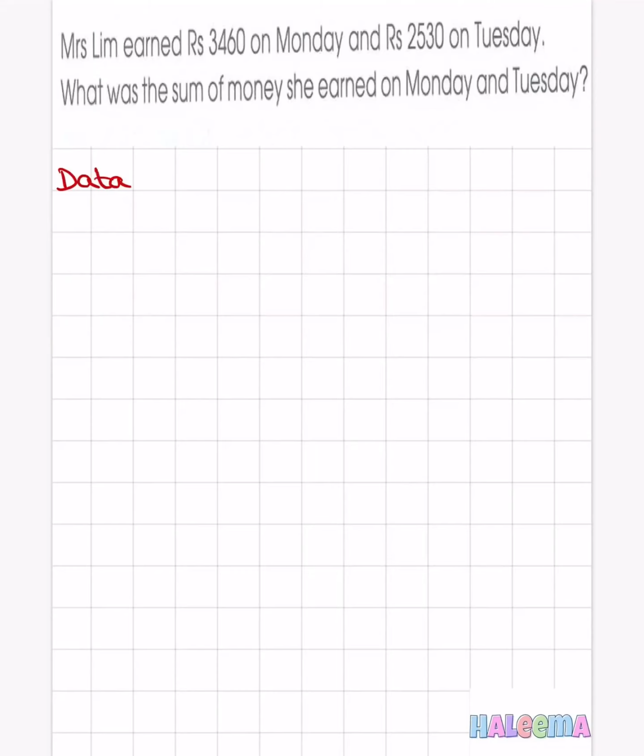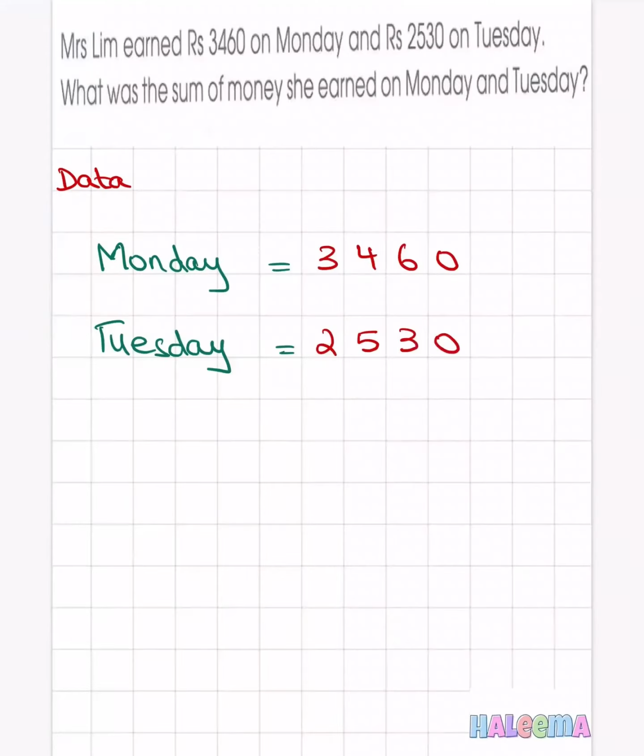What is the data? The data is the information that has been given to us in the question. Like we know that Mrs. Lim earned 3,460 on Monday and 2,530 on Tuesday. This is our data, right? So see, as given in the question, I've written what she's earned on Monday and Tuesday, right? Now the question is, what was the sum of money she earned on Monday and Tuesday? That means we have to add this, right?